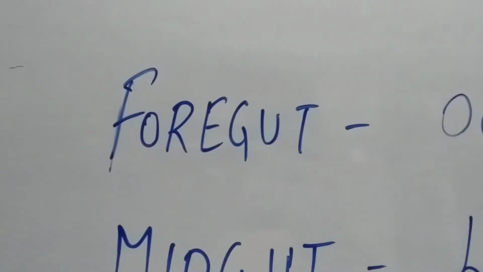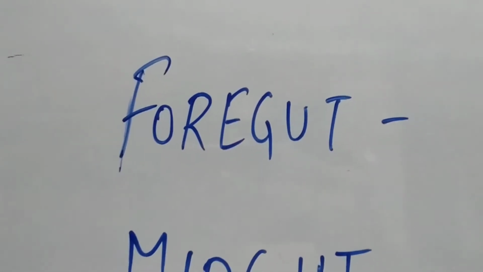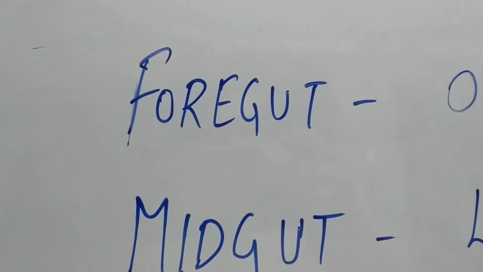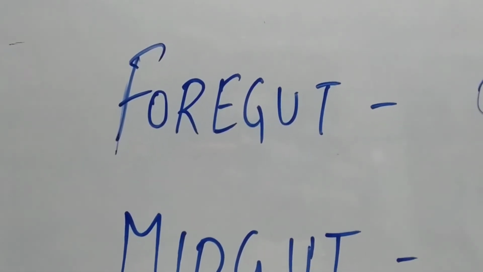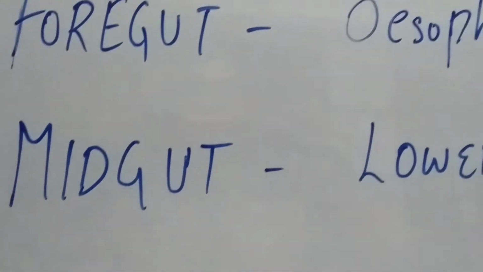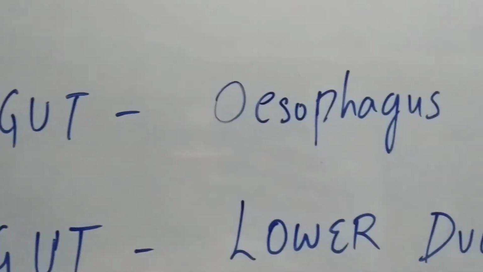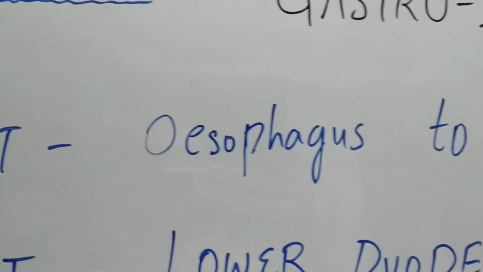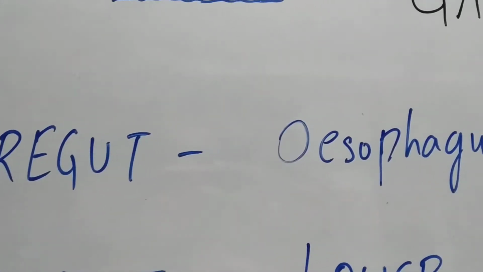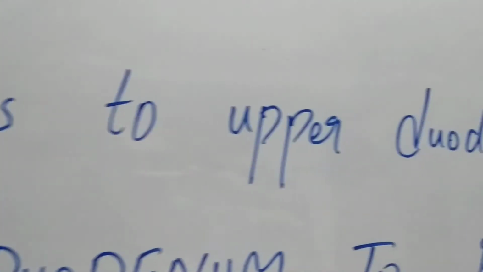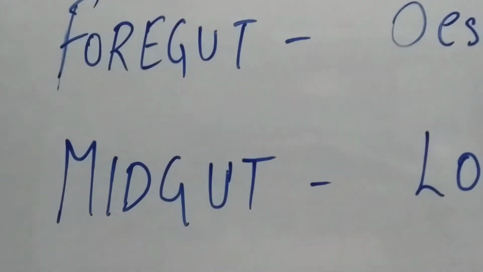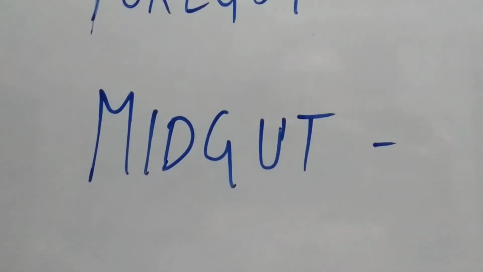So gastrointestinal embryology firstly divides into three main components. One is foregut, next is midgut, and third one is hindgut. So from the foregut, esophagus, so where to where is the foregut present? From the esophagus to upper duodenum, it is the foregut, and from where to where is the midgut present?